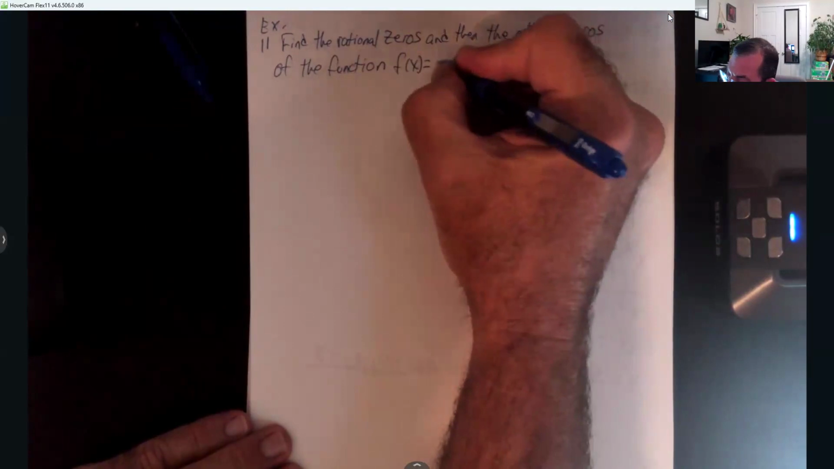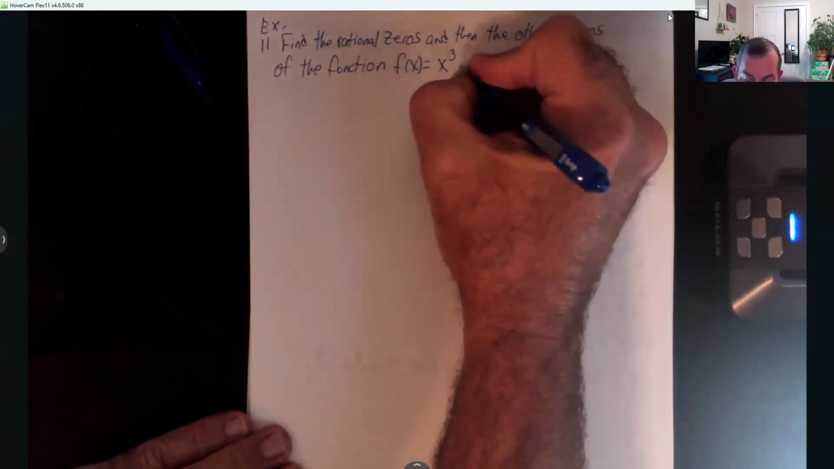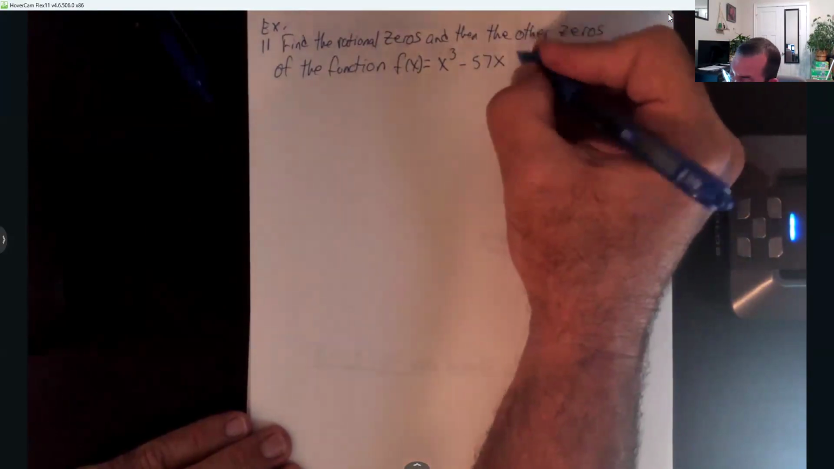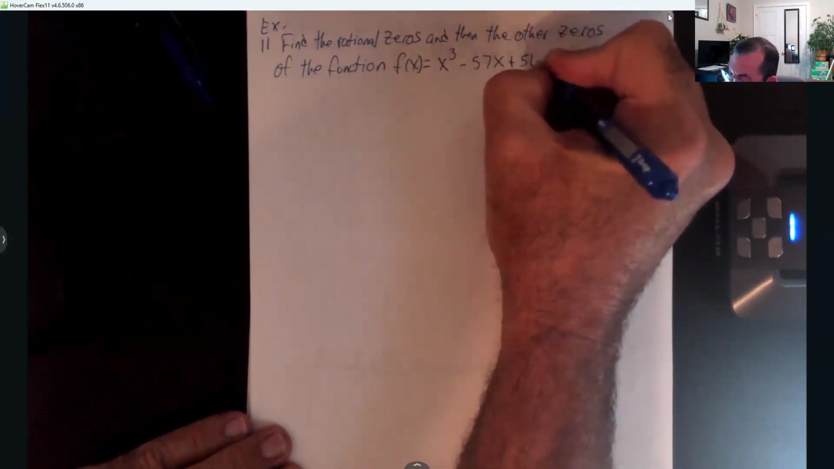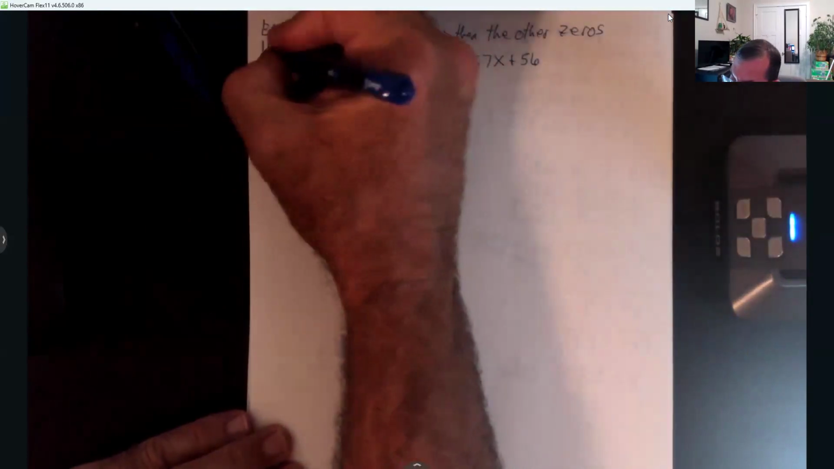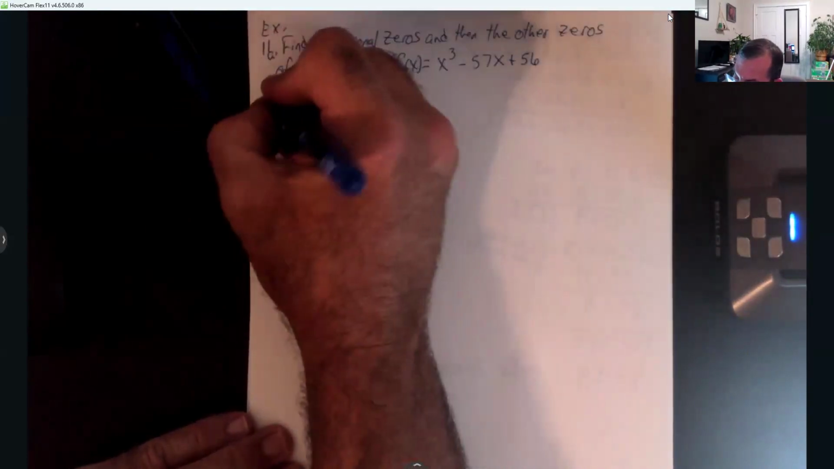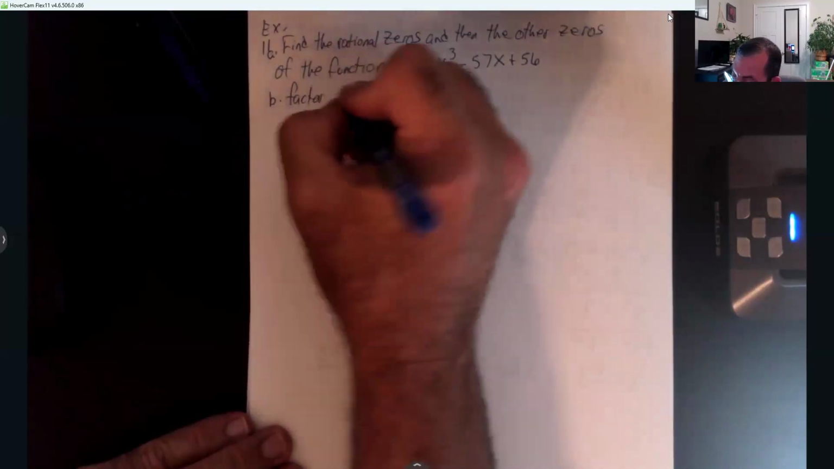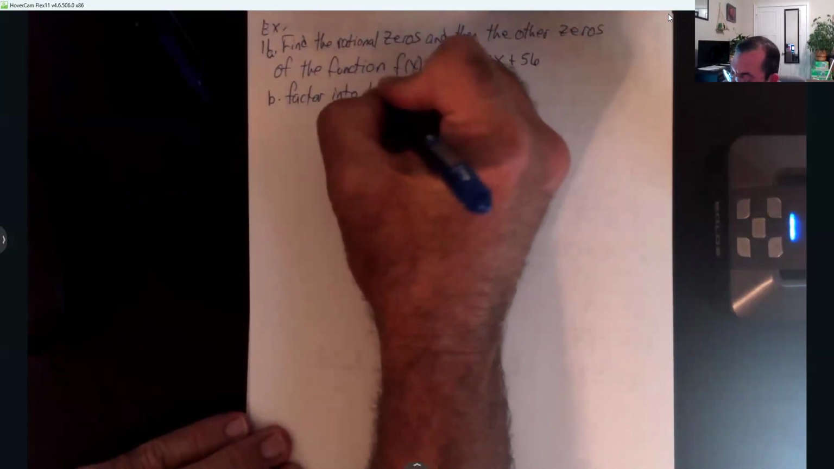equals x to the third minus 57x plus 56. So that was A. So this would be part A. For part B, they want me to factor into linear factors.